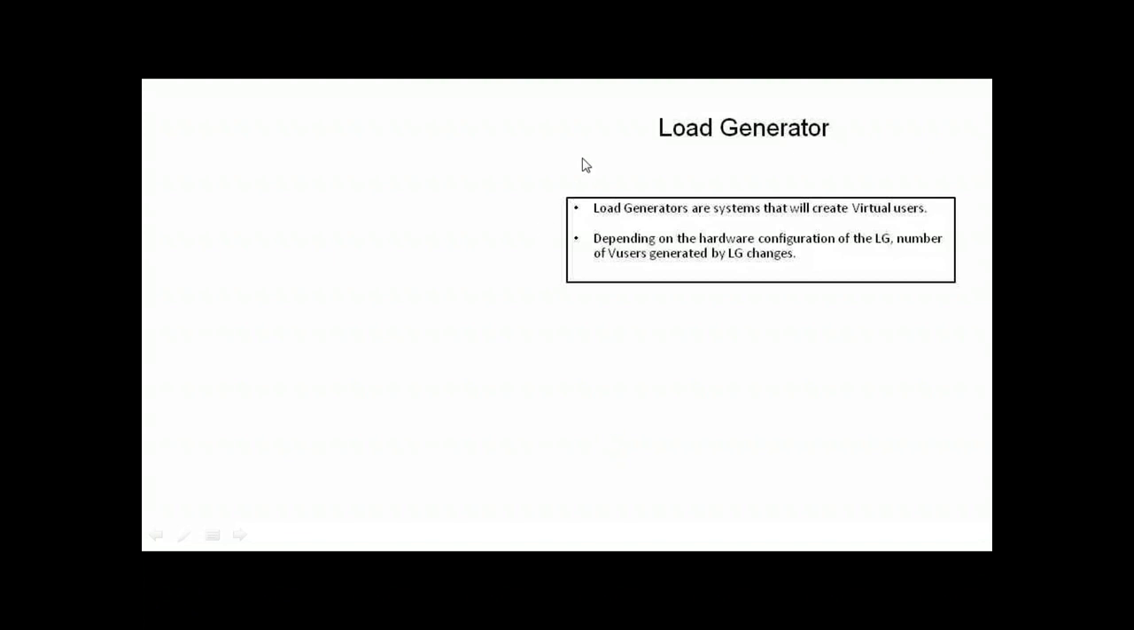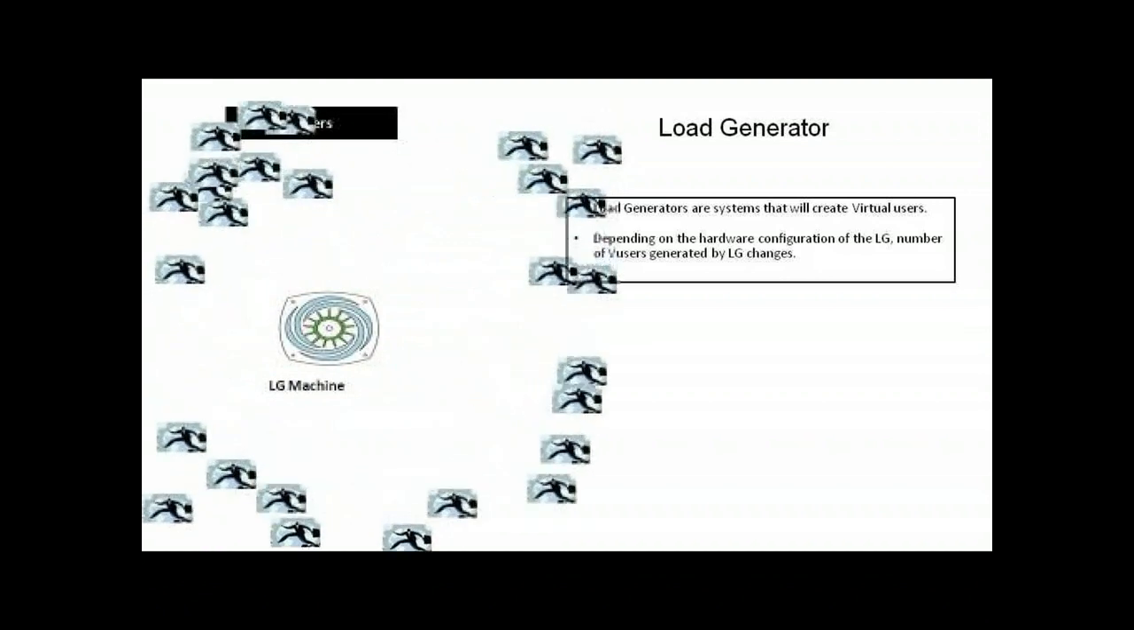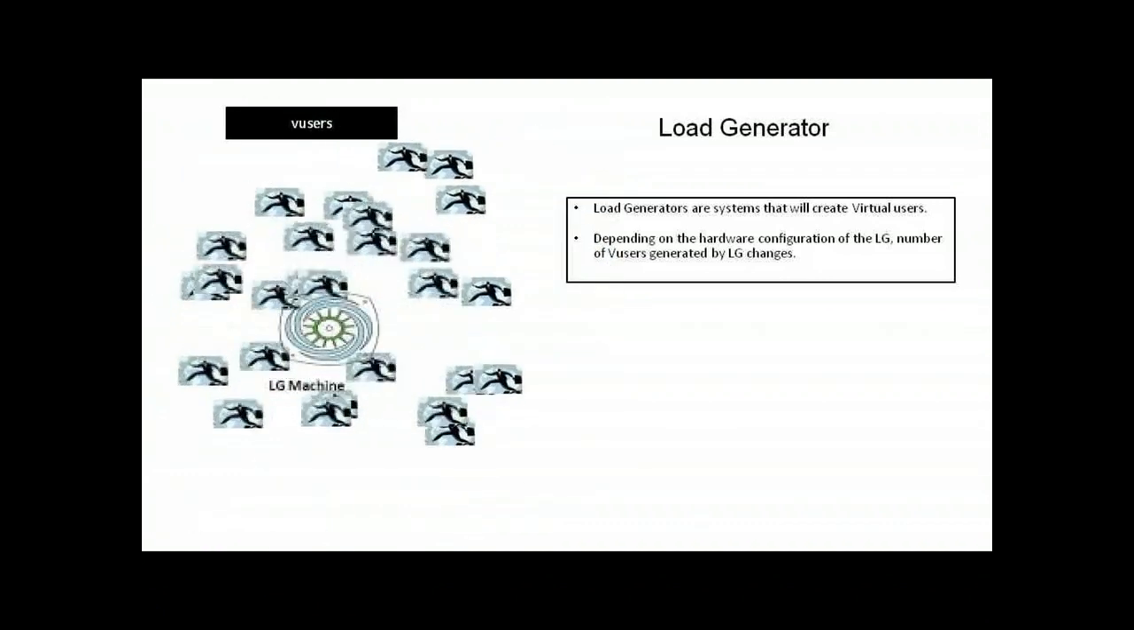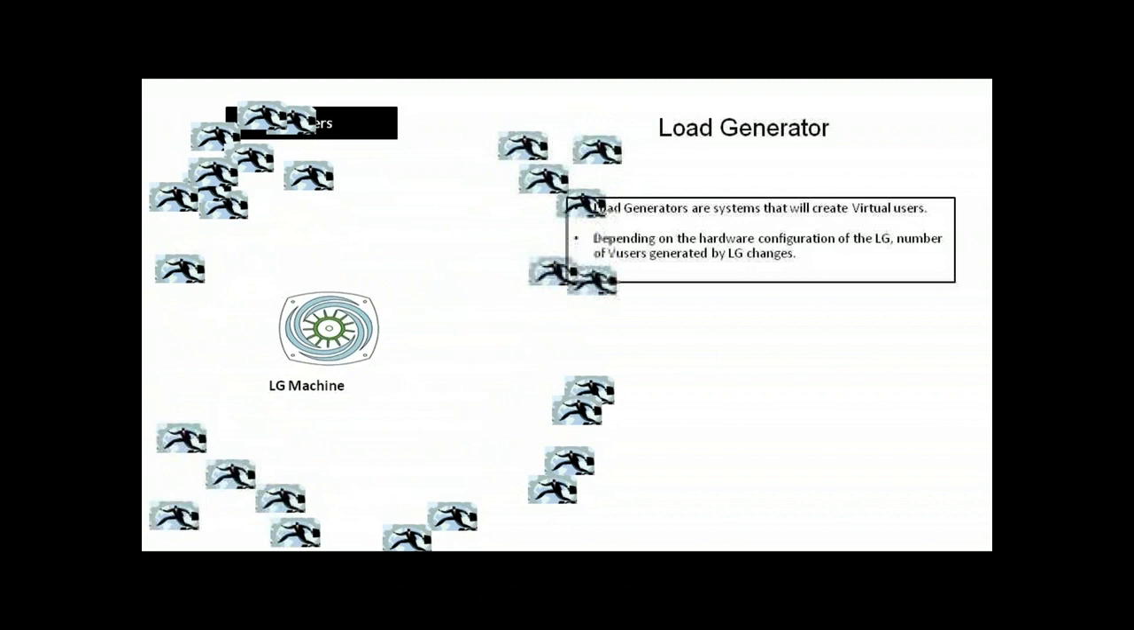Okay, so let's see what these load generators or LG machines are. You already have a ballpark idea as to what it is. LG machines are the ones which will give the virtual users. We know performance testing is not done by real users. It is done by virtual users. So these virtual users are coming from where? Not from the controller, but from the LG machines. LG machines are where these scripts will be executed.